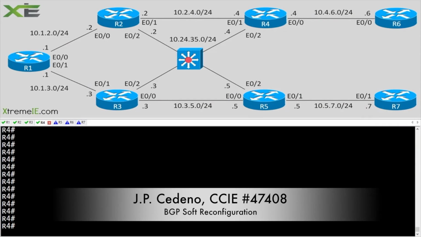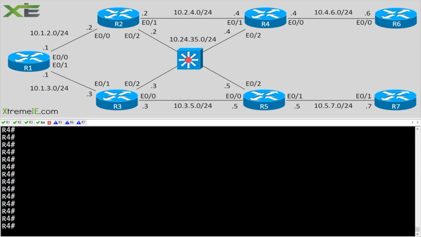BGP soft reconfiguration is a great feature if your device can support it and your device can handle it. Let's see exactly how this works. Router 6 and router 5 are both forming an adjacency with R4 via BGP. Now, if I apply some inbound policy to R4 and say, I want you to filter these different routes, or I want you to apply local preference or a weight or whatever, okay?